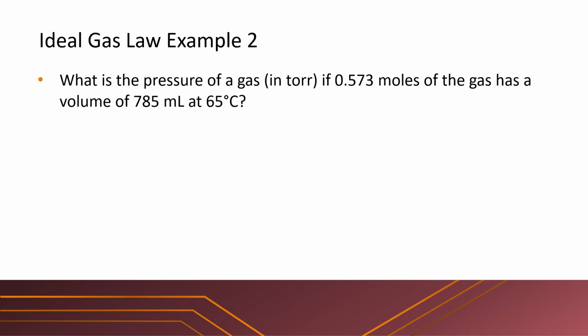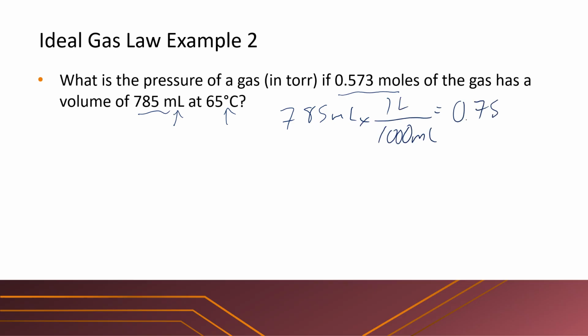So this is our last example for today. We're going to be looking for the pressure of the gas, and they give us this many moles, a volume, this one's in milliliters, and a temperature that's in Celsius. I need to change some units here. When I have milliliters, I need to change that to liters. It must be in liters for the ideal gas law. So 785 milliliters, there are 1,000 milliliters in 1 liter, so 0.785 liters. I also need to change Celsius to Kelvin. So add 273, I get 338 Kelvin.